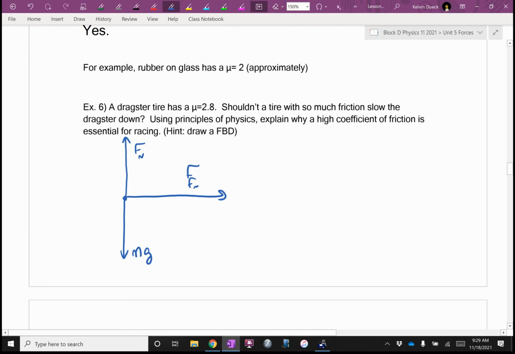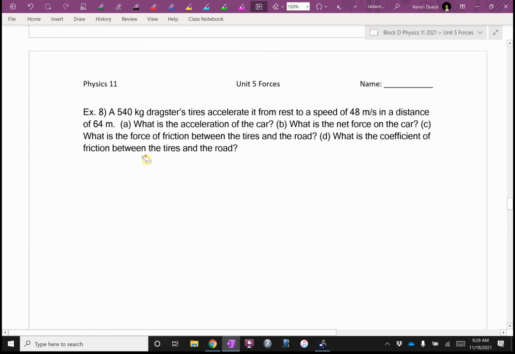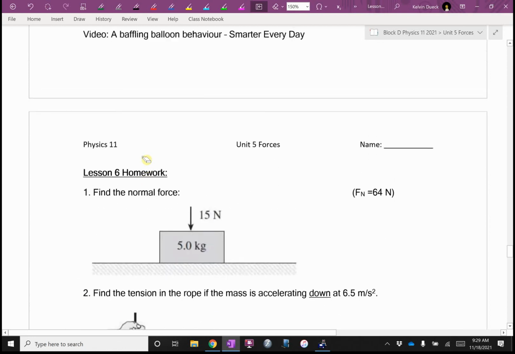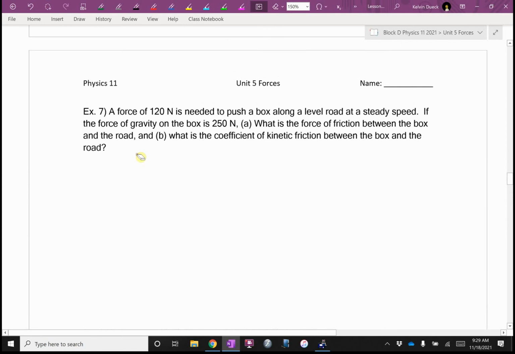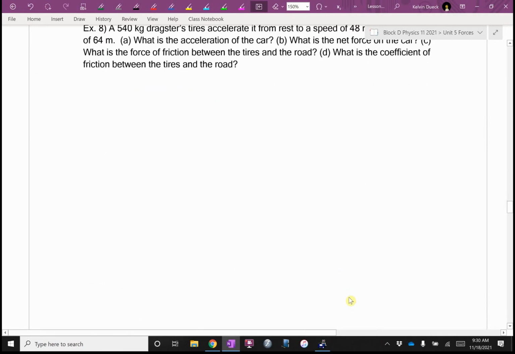This is the free body diagram for a car moving forwards. In lesson 5, in the last unit, there was a dragster question. I'm giving you a big hint. That's your free body diagram for that. Is that okay? So here's what I'm going to do. I'm going to pause here. We're going to watch a short video though.